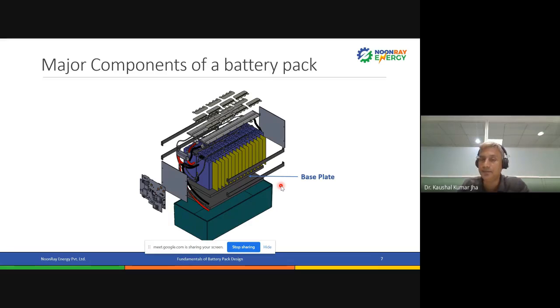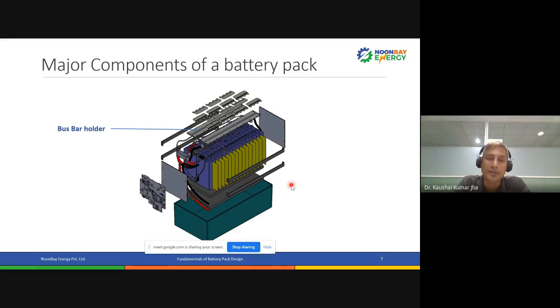Then the base plate. The base plate is important for holding all the cells together. Base plate, side strip and the end plates are responsible for holding all the cells together. Then the cold plate is required for thermal management, keeping the battery temperature within the limit.